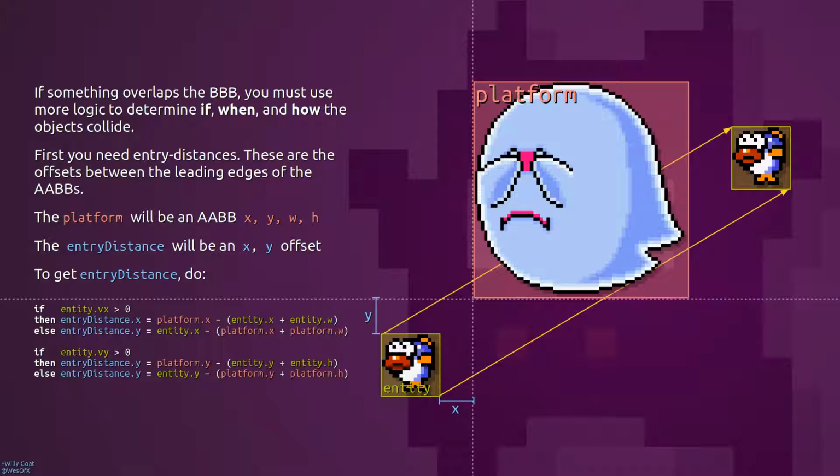To get the entry distance, you first need to check if the entity is moving left or right. If it's moving to the right, you subtract the right edge of the entity from the left edge of the platform. If it's moving to the left, you subtract the right edge of the platform from the left edge of the entity. The same rules apply for the y-axis.